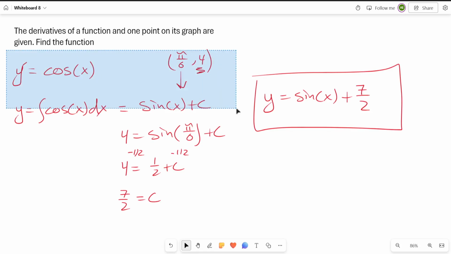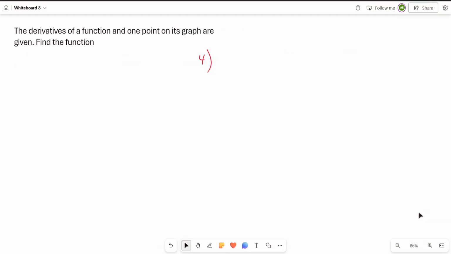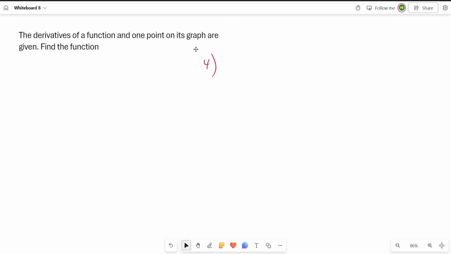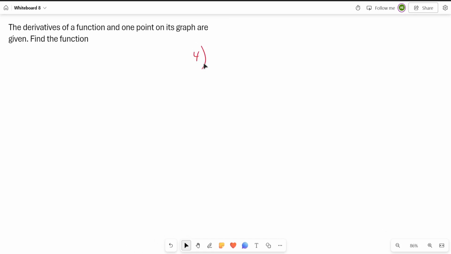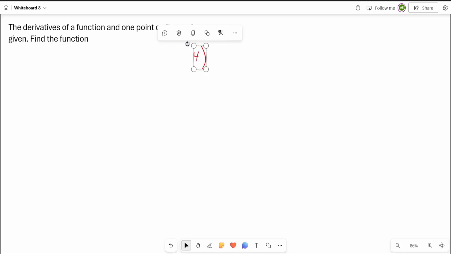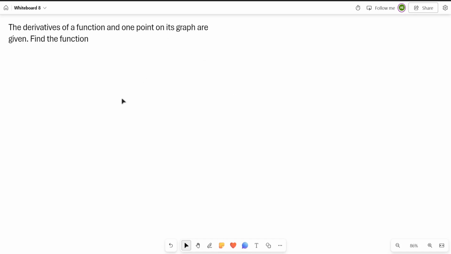Okay, let's take another example. Let's say we are given y dash as the integration of x over square root of 10 minus x squared.